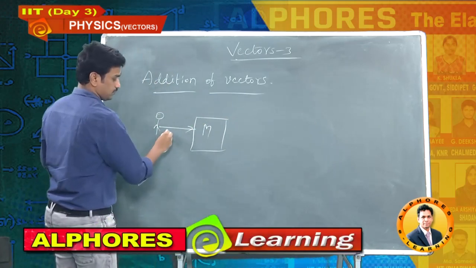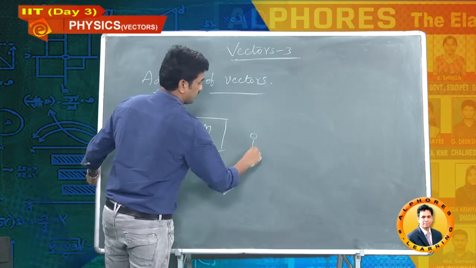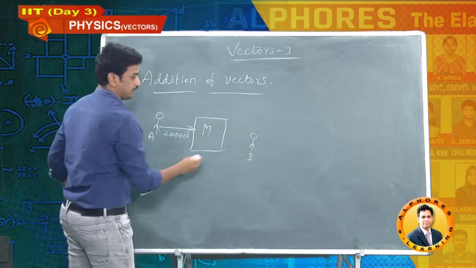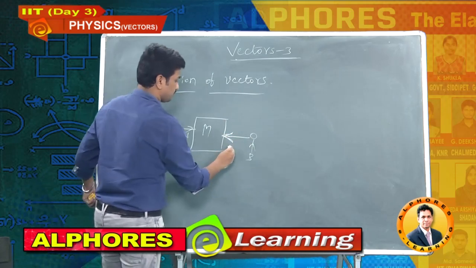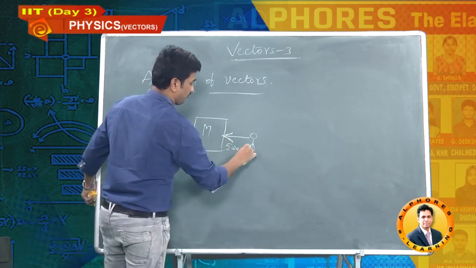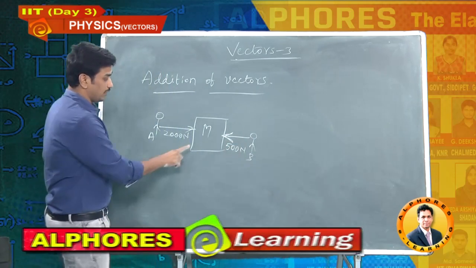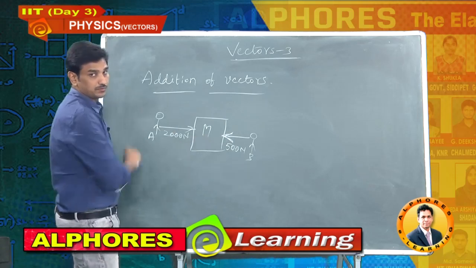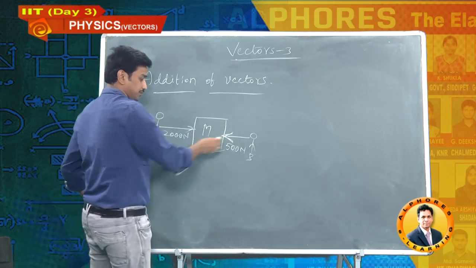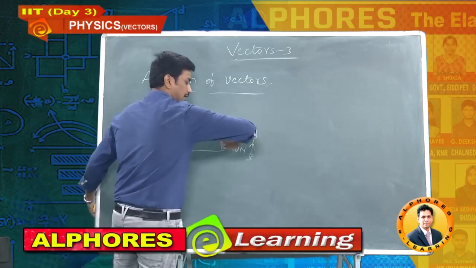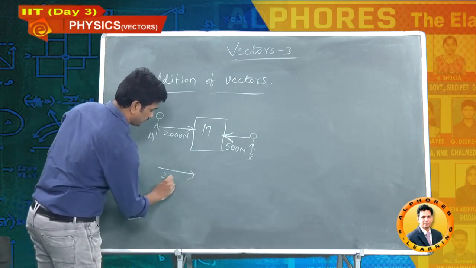This side is 2000 newtons, A. This side, the opposite side, B, the force is 500 newtons. Now, what is the force acting on this capital M? What is the total force? This one is in this direction, and this one is in this direction. Both are opposite. Now, see this 2000.